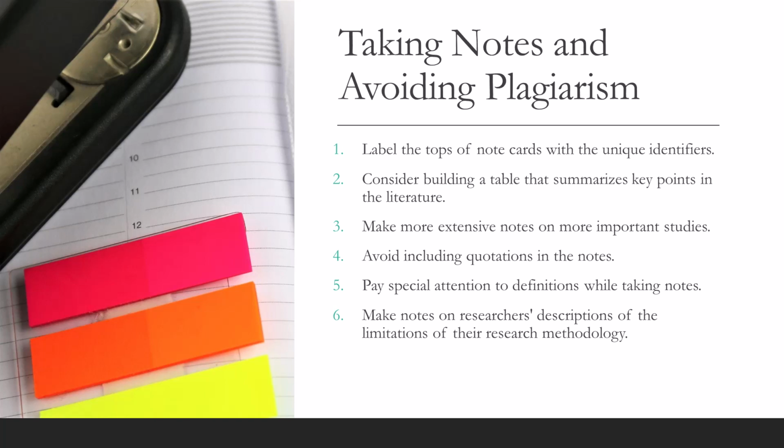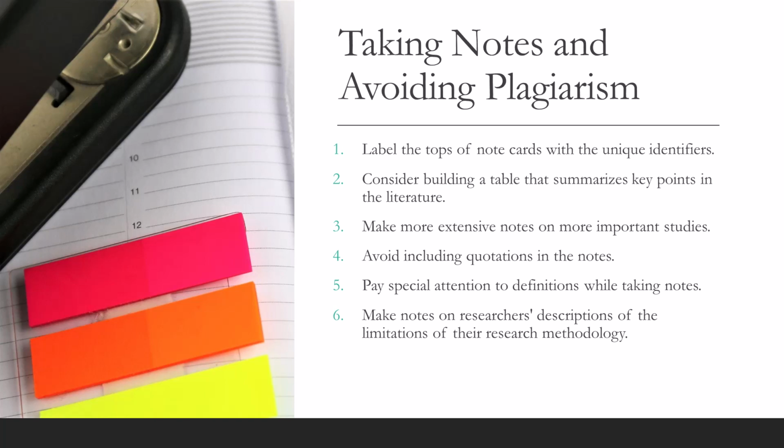The other thing I'll tell you to do is pay attention to definitions while you're taking your notes. You should note if different authors use different definitions for various concepts or variables that are related to your topic. You might need to take these definitions into account when you're writing your literature review. You want to think about whether studies that use one type of definition have some type of results compared to other studies that use a different type of definition. So you want to consider that as you're writing.